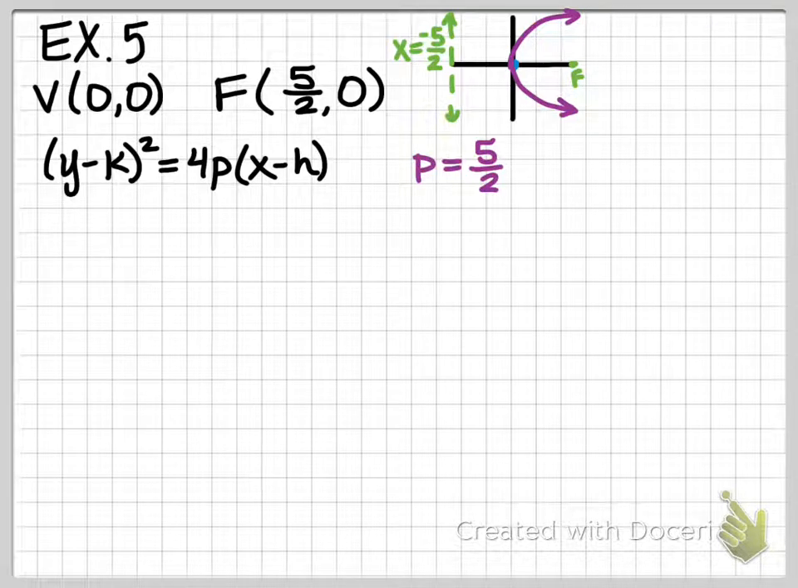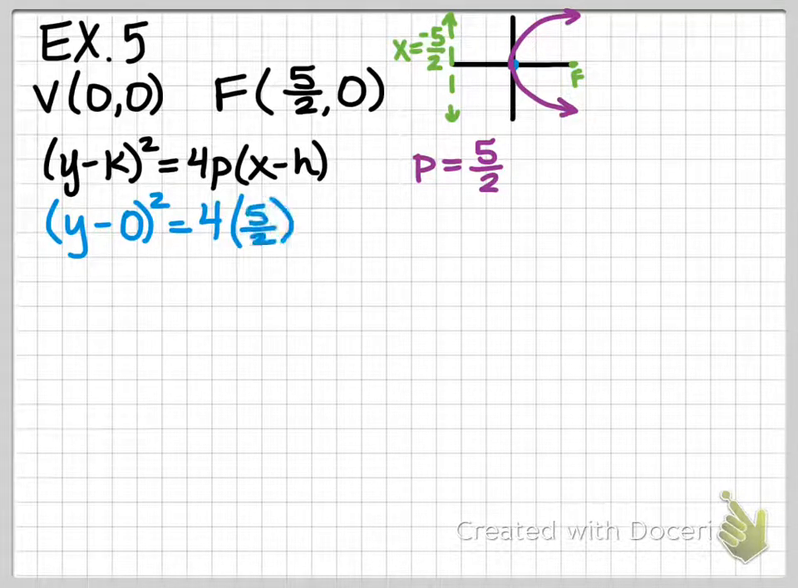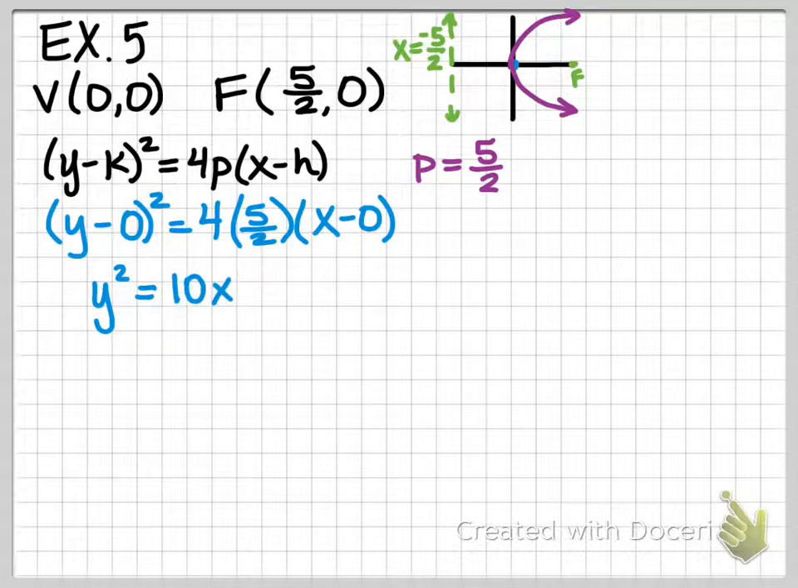So now I'm going to plug in the pieces that they gave me. So y minus k squared, that's going to be part of my vertex, equals 4p times x minus h. The p is the distance from the vertex to the focus, so it's 5/2 spaces away. So I'm going to do y minus 0 squared equals 4 times 5/2 times x minus 0. So then we're just going to go through and simplify. y minus 0 squared is just y squared equals 4 times 5 over 2, which will be 10 times x. So this is the answer that I would leave.